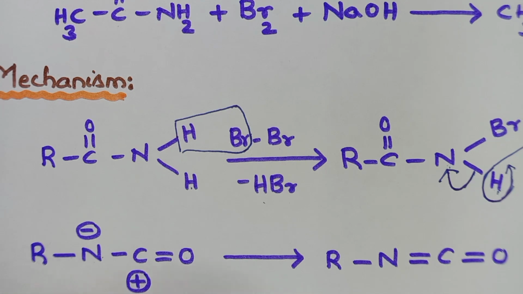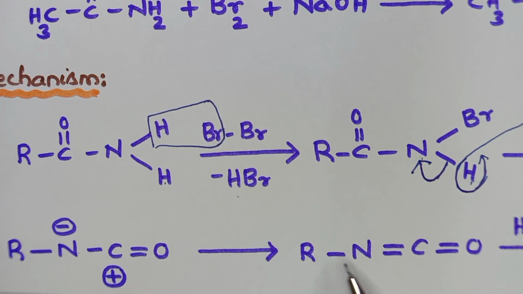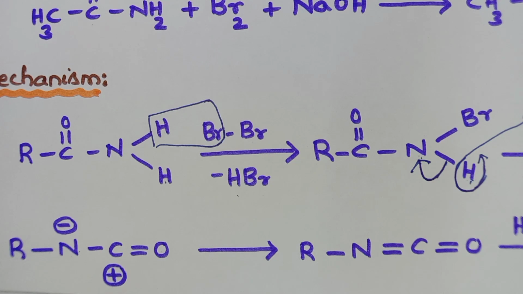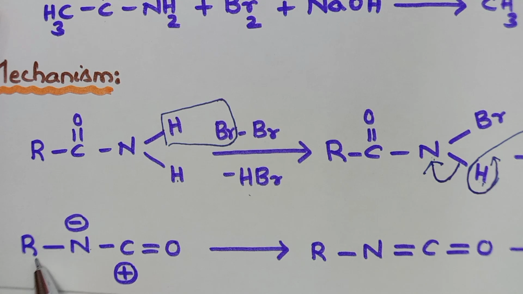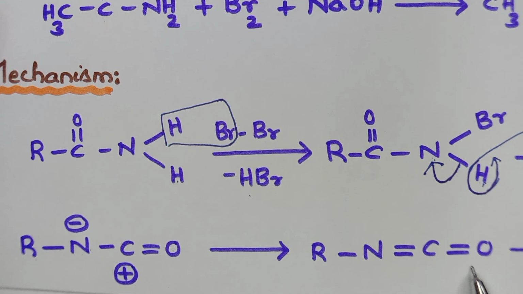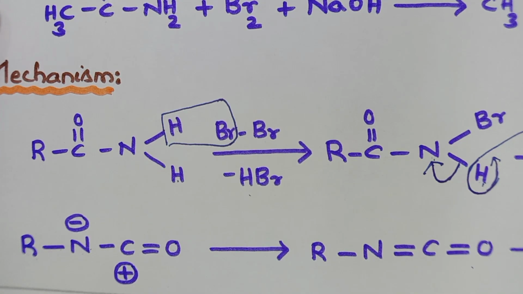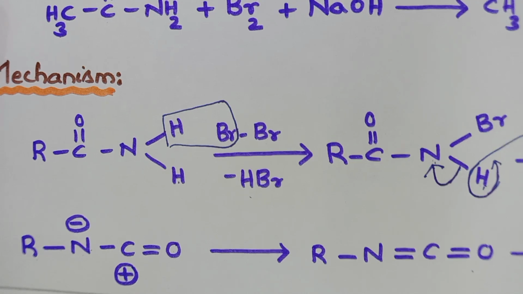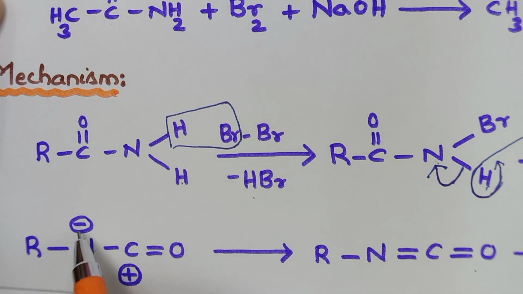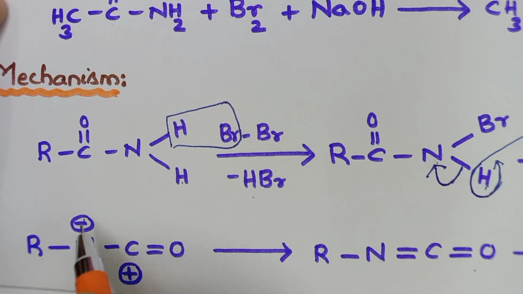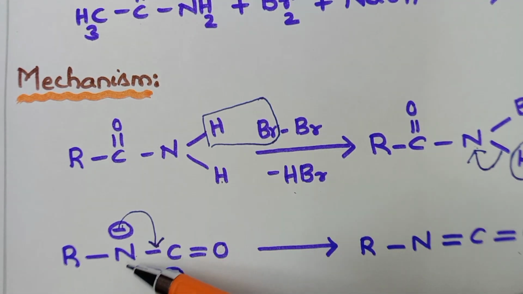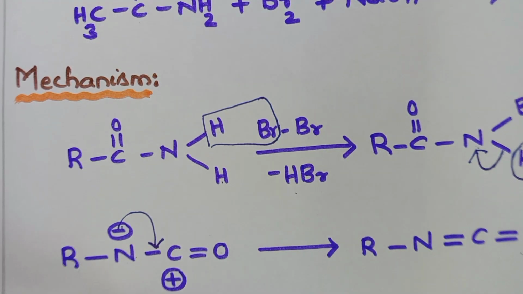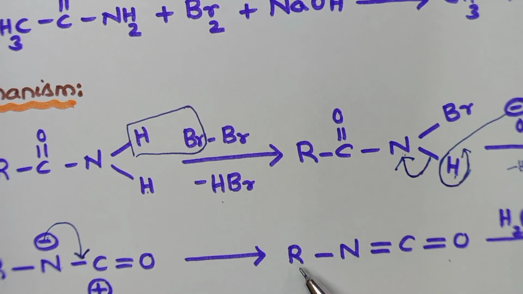Next, what is happening, students? Next, we are getting R N double bond C double bond O. Can you guess how this has happened? From here, we are getting this one, students. Can you just imagine or can you just guess what might have happened? Yes, exactly. So this negative charge on nitrogen will be shifted between nitrogen and carbon. This is the reason here we are getting R N double bond C double bond O.